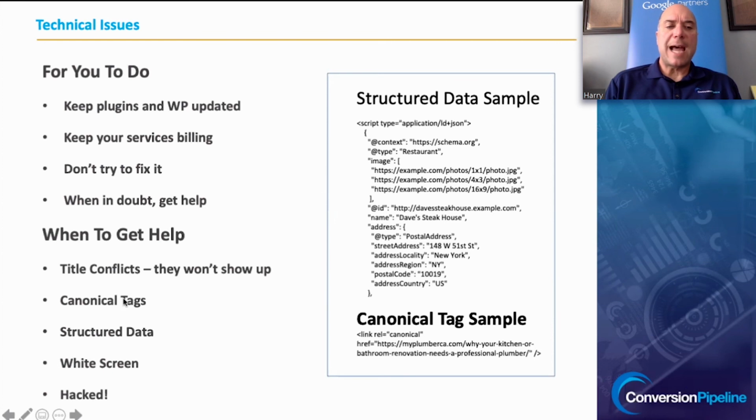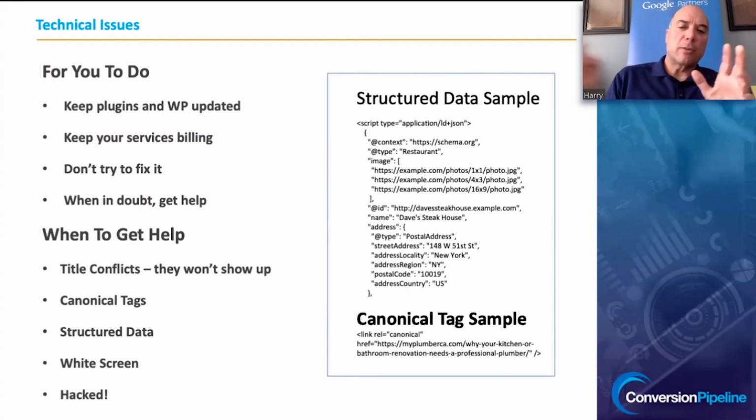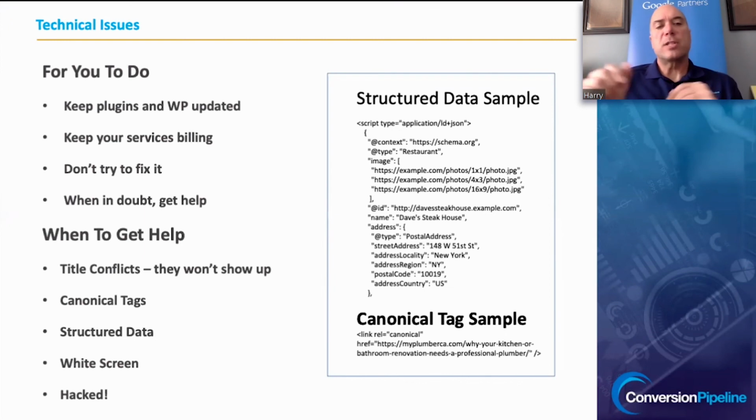So canonical tags are configured in our Yoast plugin during setup. When you install your Yoast plugin, you'll be walked through this setup and you can set your canonical tags then. But if you have an error with them, usually it's a good idea to get help, because somebody has to know what they're doing in order to get it set up.